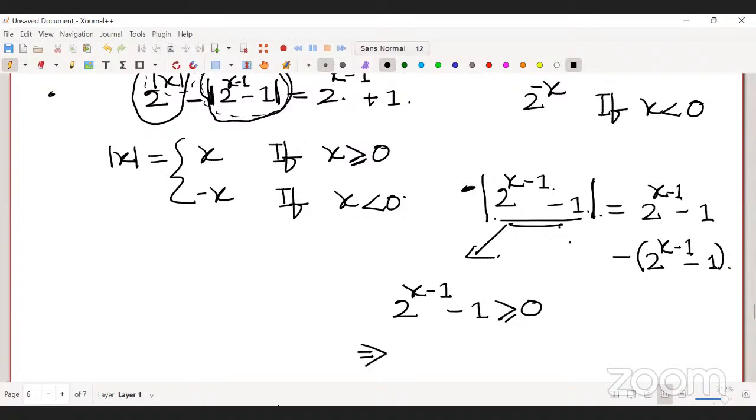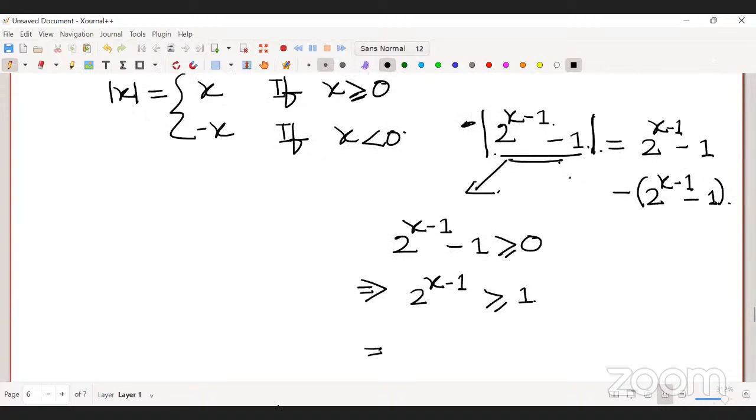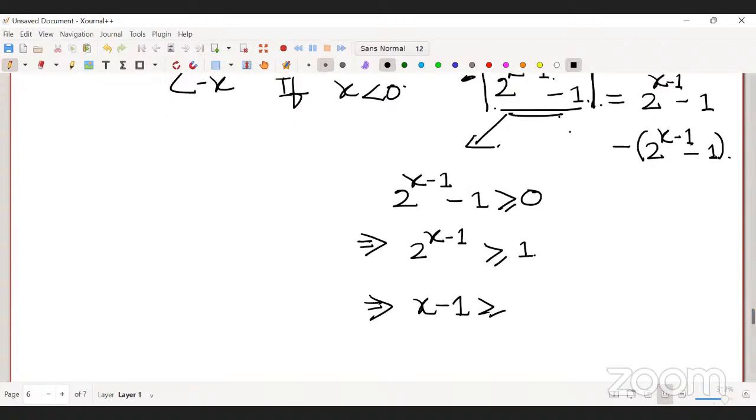So when this is positive, when this is greater than 1, right? Yes, sir. That means x minus 1 is greater than what? 0. Log 1 becomes 0. That means x is greater than or equal to 1.